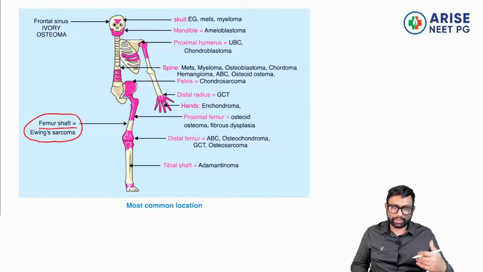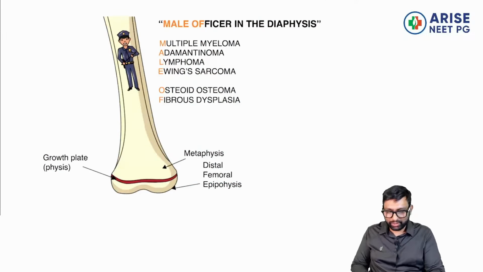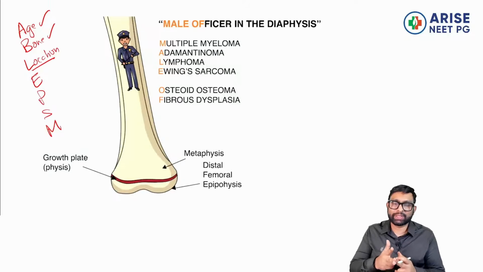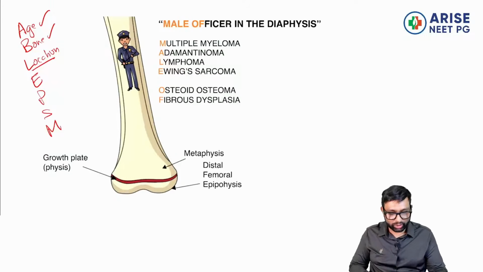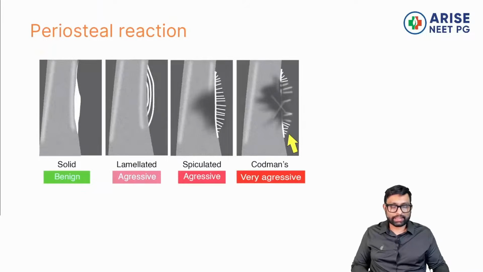But let's go further. Let's try to understand more. Next, we see which area is getting involved. So we've gone through the ABLE PSM mnemonic. Age we've got, bone we've got. Next is location. Is it diaphysis, metaphysis, epiphysis? This is a diaphyseal tumor. So it could be myeloma, adamantinoma, lymphoma, Ewing sarcoma, osteoid osteoma, fibrous dysplasia. Any of these could be the diagnosis here. So let's go into the next one, that is eccentricity. Eccentricity, nothing commonly is seen.